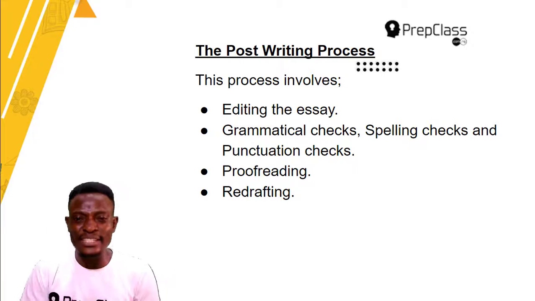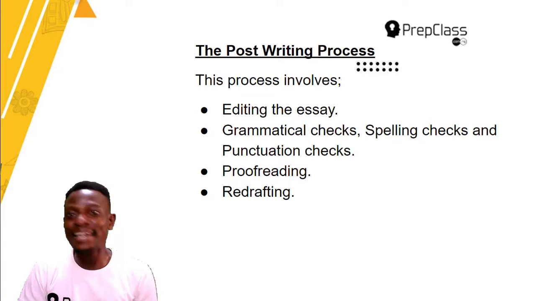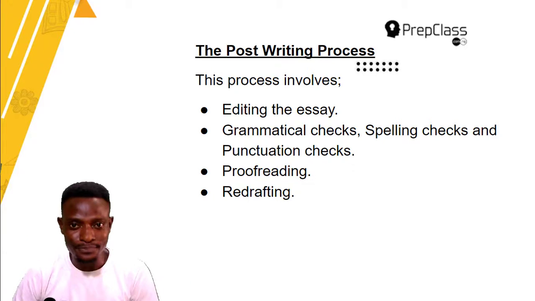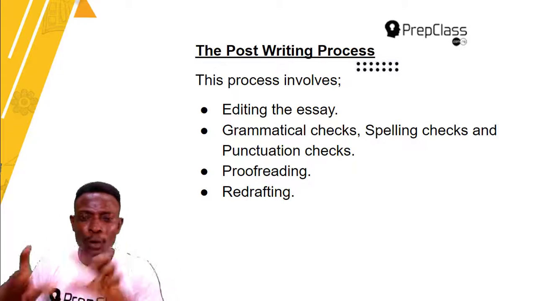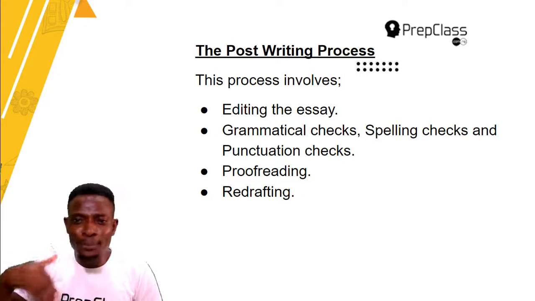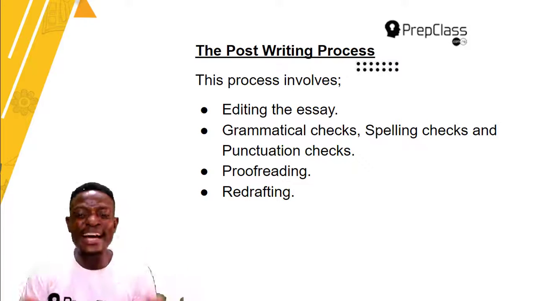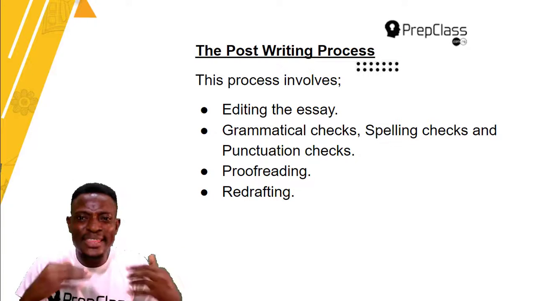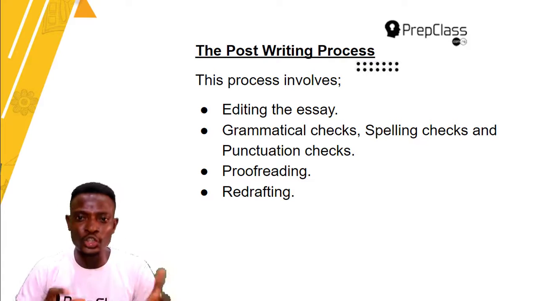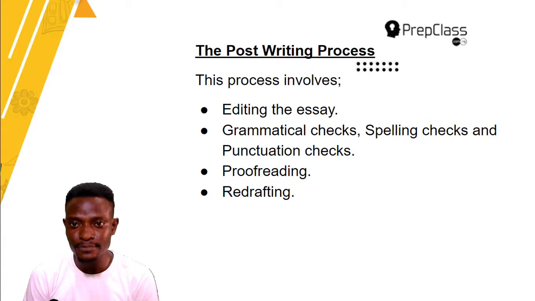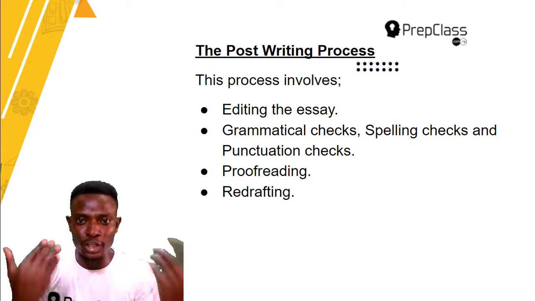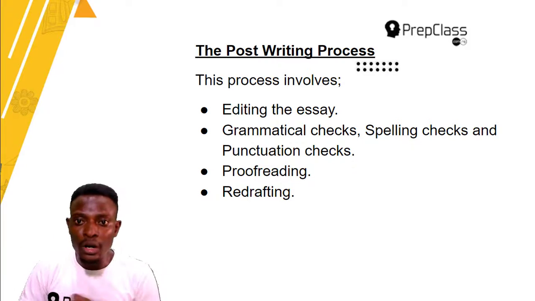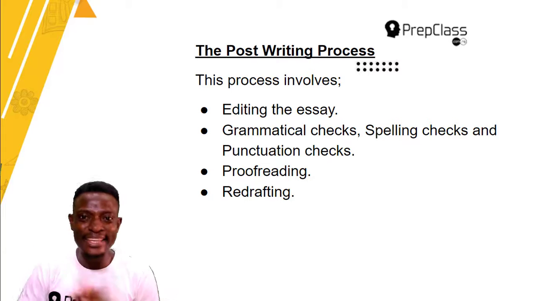Remember, the essay writing process involves the pre-writing process, the writing process, and the post-writing process. In the pre-writing process, you understand the topic, you choose a topic, you brainstorm on the topic, you research on the topic, you create your thesis statement, and also you create an outline. Then in the writing process, you start with your introductory paragraph where you have your hook, background information, and thesis statement.